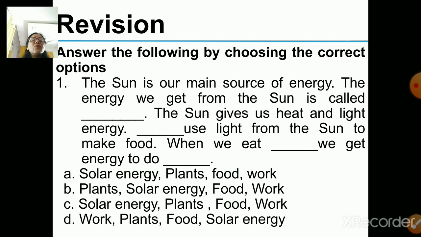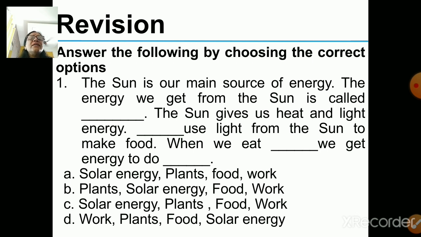Next one, see here. Now here what you have to do, answer the following by choosing the correct options. Here more options are there. So now you have to carefully read the question. Think about all the options nicely. Then only you have to take the correct option. Right, children? So let us begin.